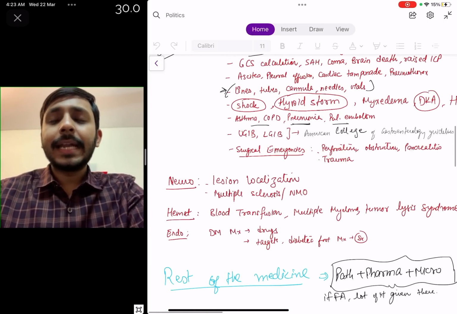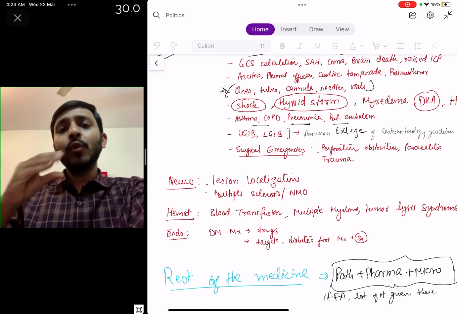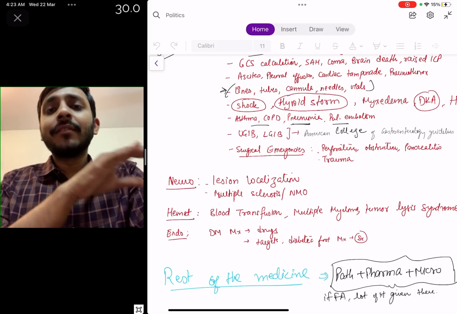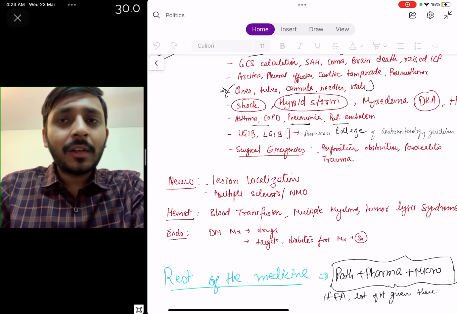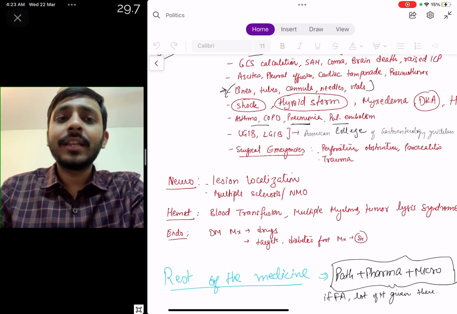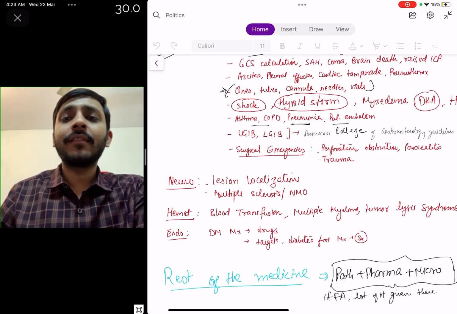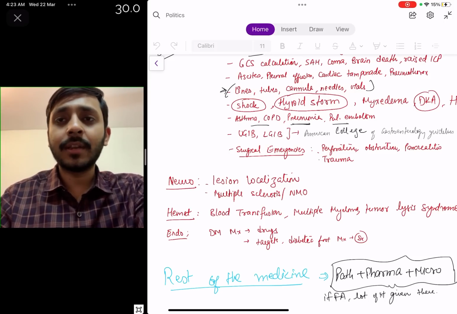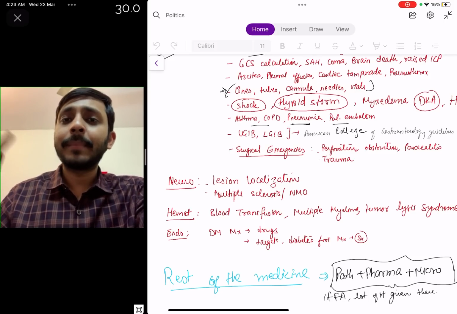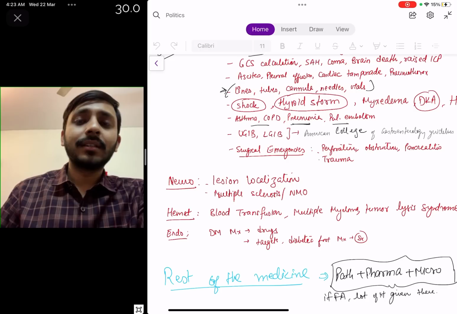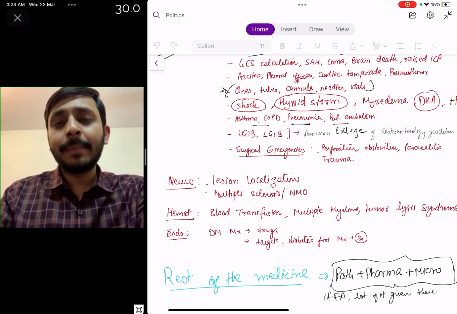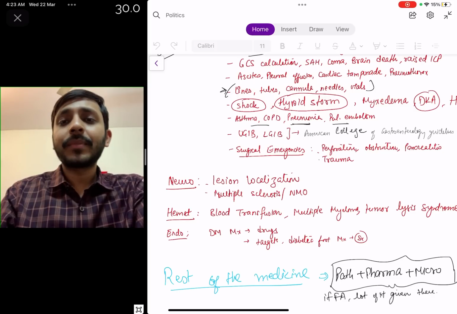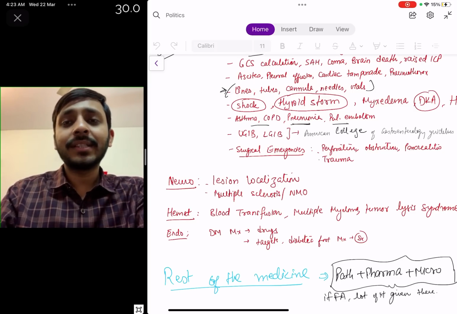All right. Apart from emergencies, very few topics are remaining which are asked from other sub-specialties of medicine like neuro. You'll get a question of lesion localization. They'll give you a history, they'll give you clinical findings and ask you to localize the lesion, whether it's in the spinal cord, peripheral nerves, plexus, or the brain. Apart from that, questions have come on multiple sclerosis and neuromyelitis optica.